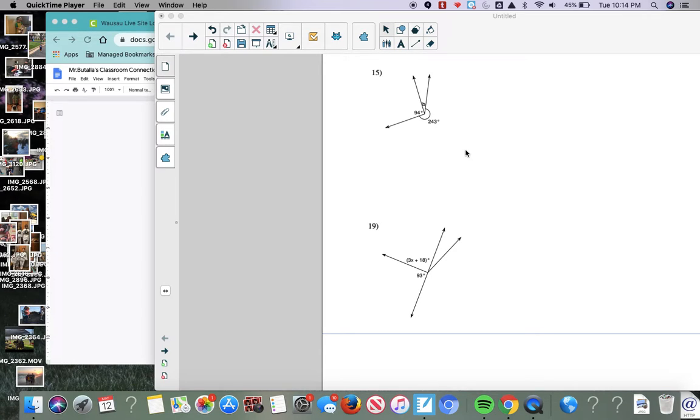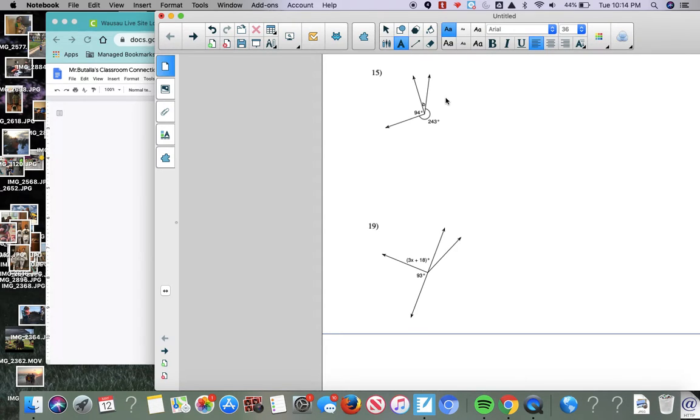To make sure you understand what is happening here. And again, all of this is based off of your work with vertical angles, adjacent angles, linear pairs, complementary, supplementary. So we're taking that knowledge and we're now incorporating some algebra with that. So here we go.